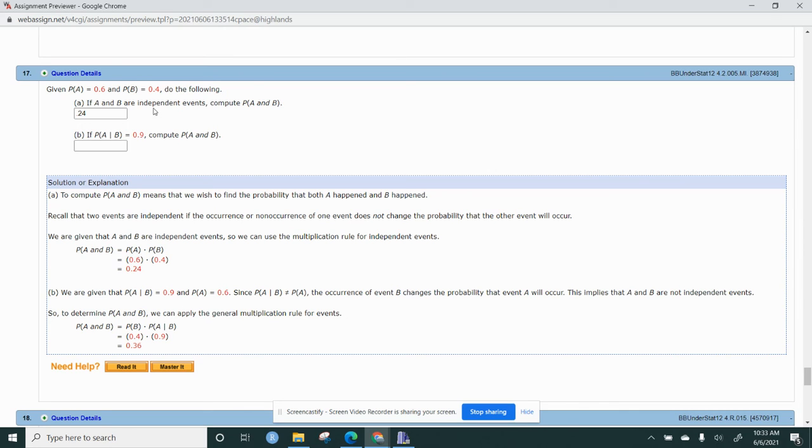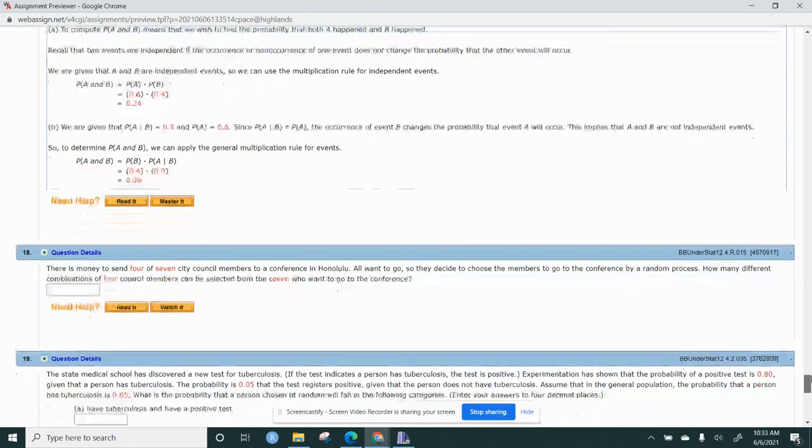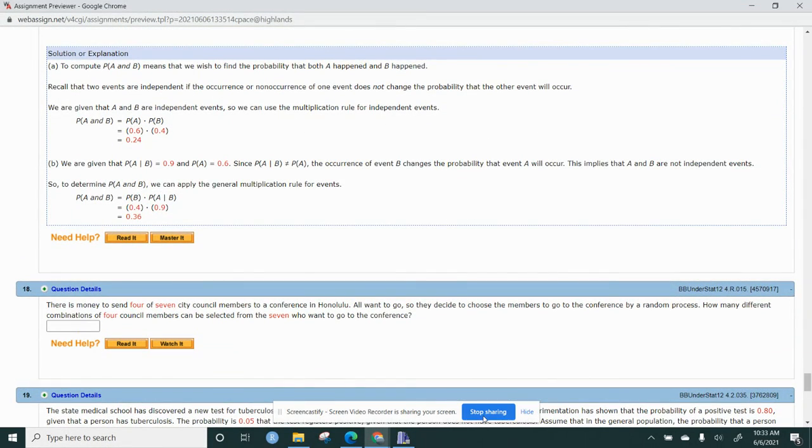So probability of B I've got right here, 0.4. And then the probability of A given B is right here, 0.9. If you multiply those together, you get 0.36. Okay. So that's how you do those. Again, go to the book, read it, and write down those formulas, and all you have to do is pop them into there. Okay. So that should be okay for number 17.